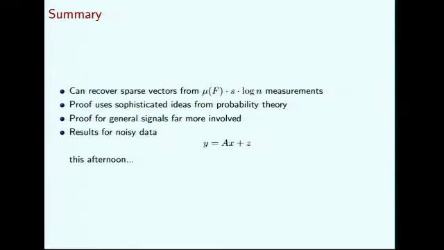Okay, the summary: we can recover a vector from S log n measurements. It uses what I consider to be sophisticated ideas from probability theory. Of course, I just proved the simplest result, that if you're sparse, I can recover you. We did not address the case of noise. We did not address the case of non-sparse signals. Of course, in this case, the proofs are much more involved. And to discuss noise, we'll do this afternoon. Thank you.